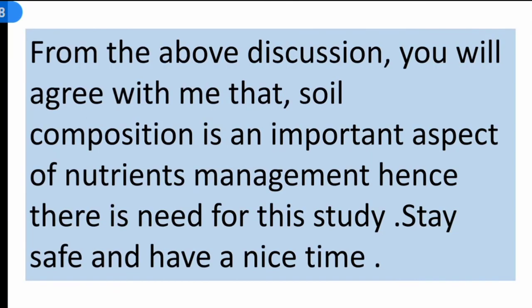From the above discussion, you will agree with me that soil composition is an important aspect of nutrient management. Hence, there is need for this study, and there is need for us to know the individual components of soil in order to apply the wisdom. If any is lacking, if any is deficient, you know how to supply these nutrients artificially.